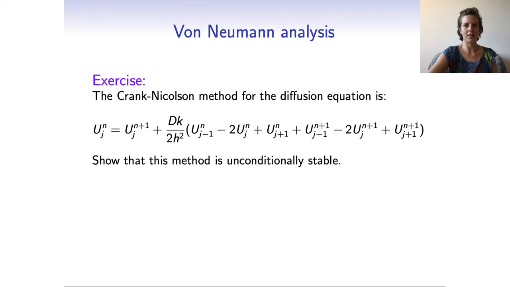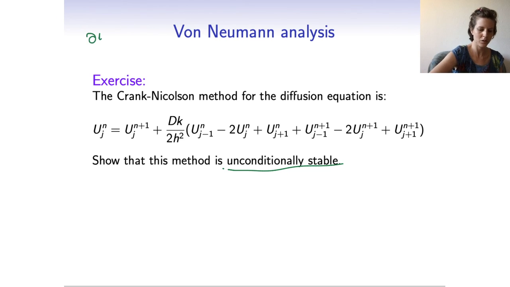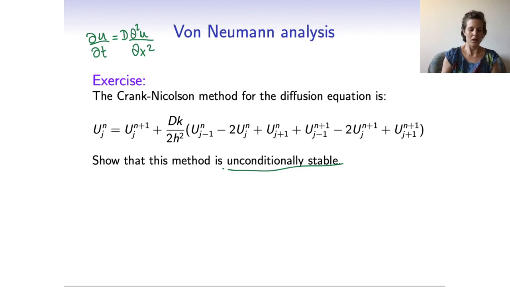So as an exercise, I want you to show that if we want to approximate the diffusion equation using the Crank-Nicolson method, this method is unconditionally stable. So for that, let's look at each one of the terms.